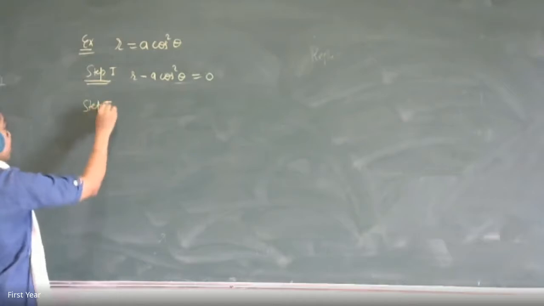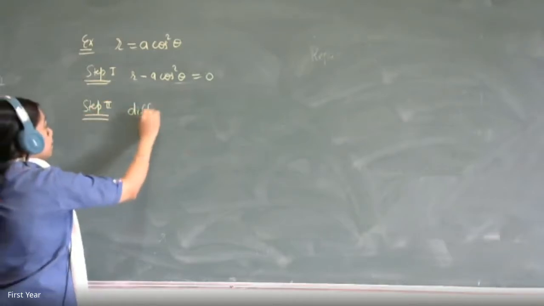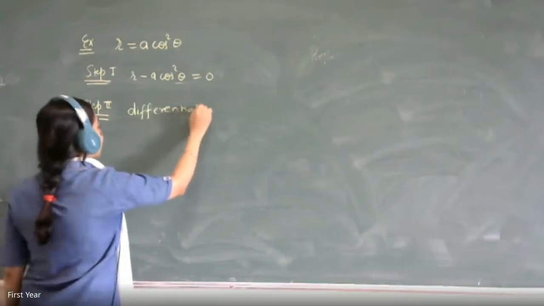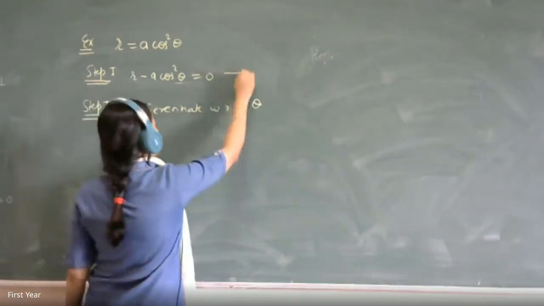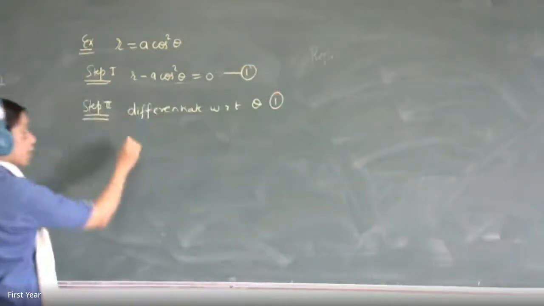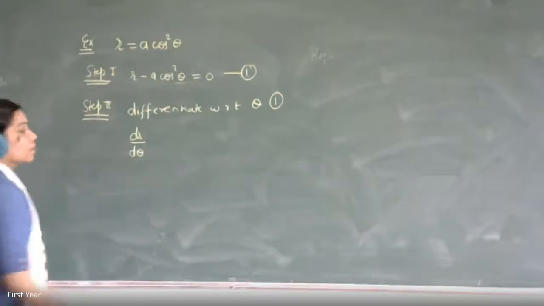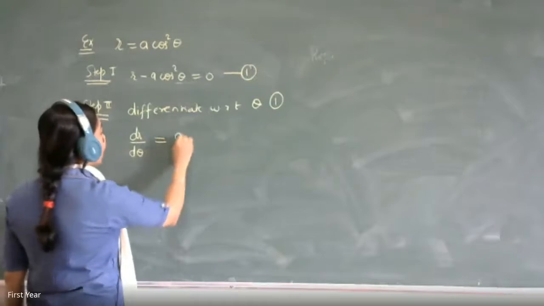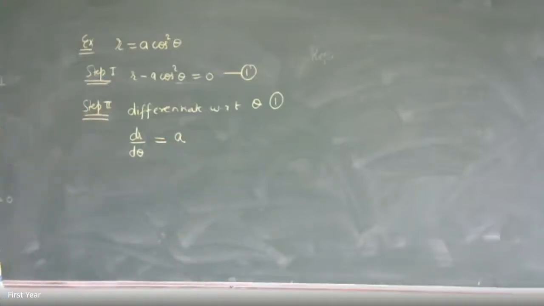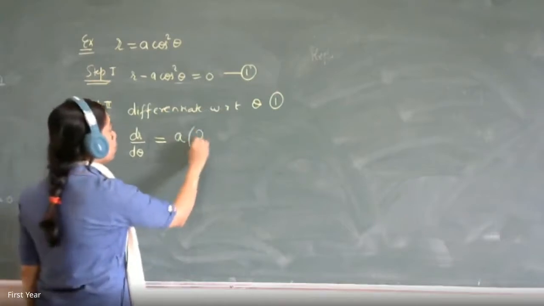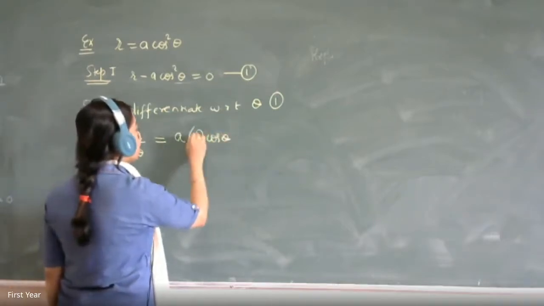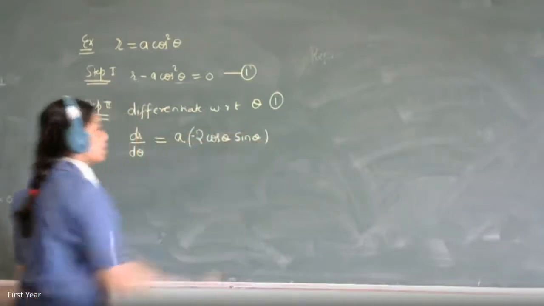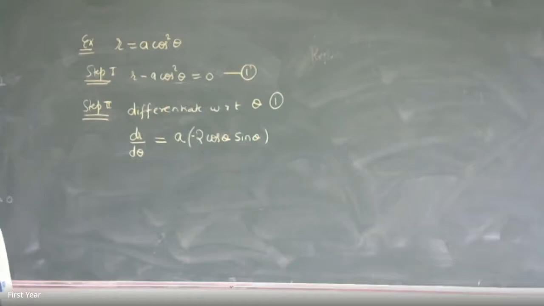Step 2 is differentiate equation 1 with respect to theta. So you get dr by d theta is equal to a, where a is the arbitrary constant. Now what's the derivative of cos square theta? 2 cos theta into the derivative of cos theta, which is minus sin theta. So dr by d theta is equal to a into 2 cos theta into minus sin theta.